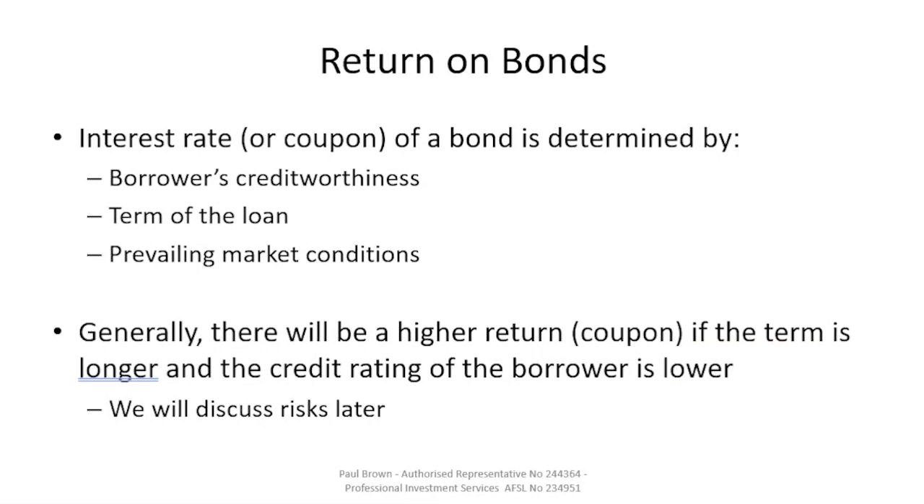So the return on bonds is typically derived from an interest rate or a coupon. We'll talk about some other terminology in a moment, but the coupon is determined by the borrower's creditworthiness, the term of the loans, and also the prevailing market conditions. So generally, there will be a higher return or a higher coupon if the term is longer and the credit rating of the borrower is lower. We'll talk about risks in a moment.